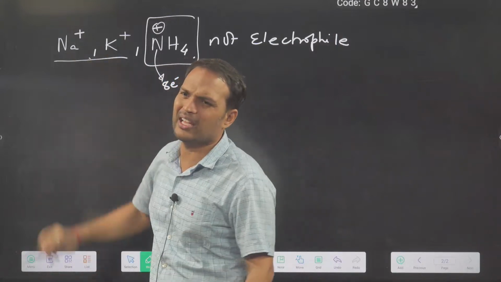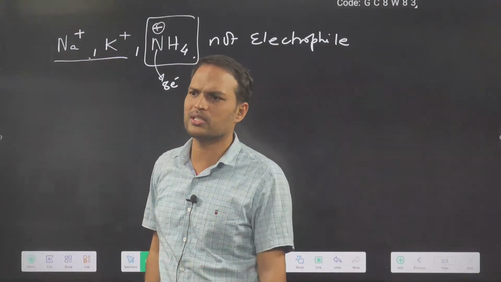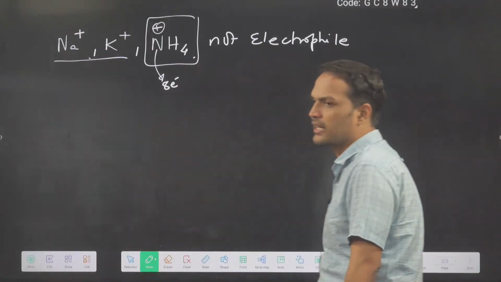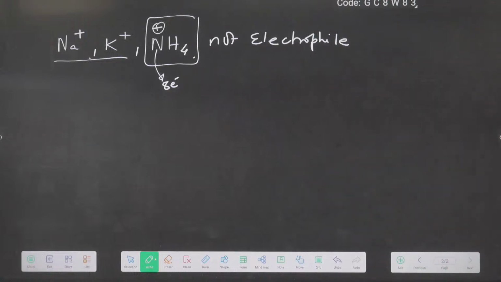But this one, somewhere they are writing, somewhere they are not writing. So you read the options nicely. They say that these we are not considering as electrophiles. Got the point? So the carbene part is important, the carbonyl compound is important.